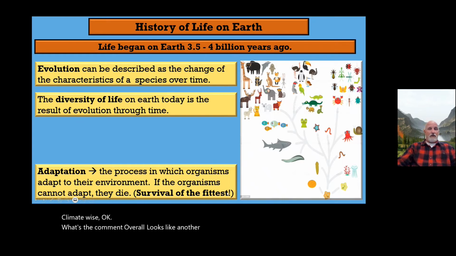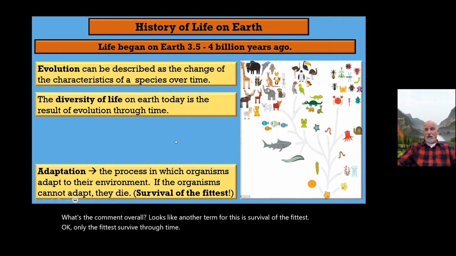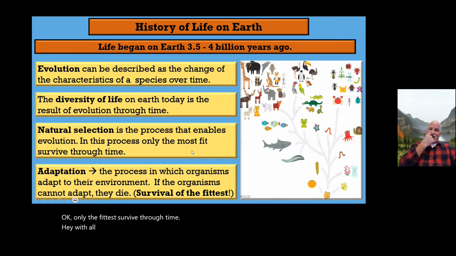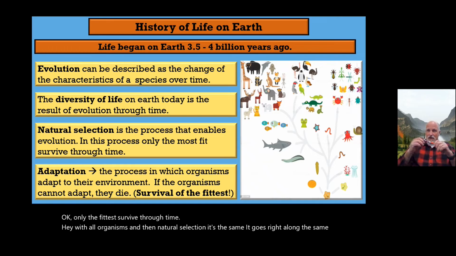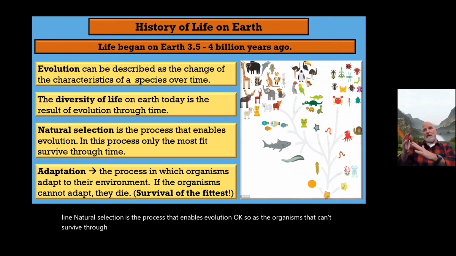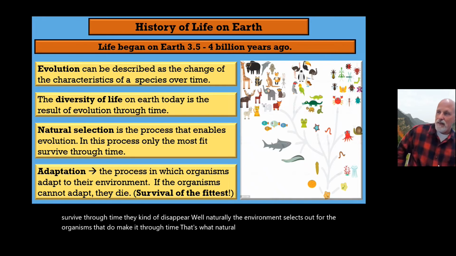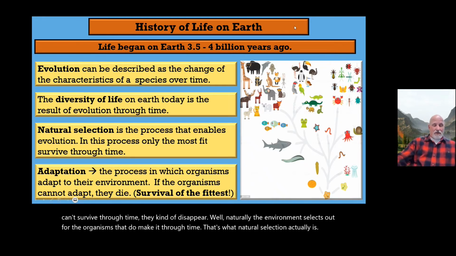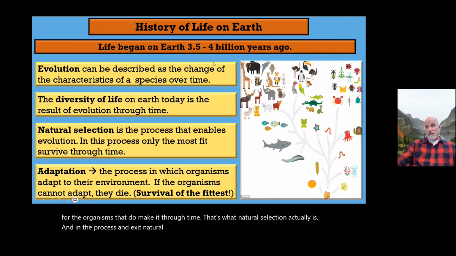What the climate overall looks like. Another term for this is survival of the fittest. Only the fittest survive through time, with all organisms. And natural selection goes right along the same line. Natural selection is a process that enables evolution. So as the organisms that can't survive through time disappear, naturally the environment selects out for the organisms that do make it through time. That's what natural selection actually is, and in the process of natural selection, only the fittest survive to the conditions that they're in.